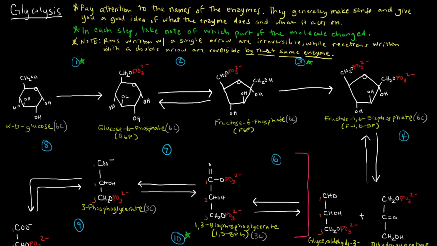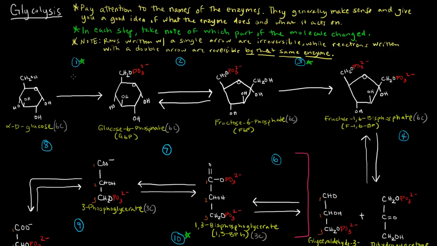In addition, I want you to note in particular that there are some reactions that are written with a single arrow and some that are written with a double arrow. The enzymes that have only a single arrow only catalyze that forward reaction, whereas the enzymes with double arrows can catalyze both the forward and the reverse reaction. So let's hop right to it.